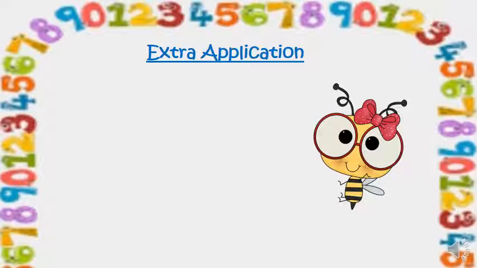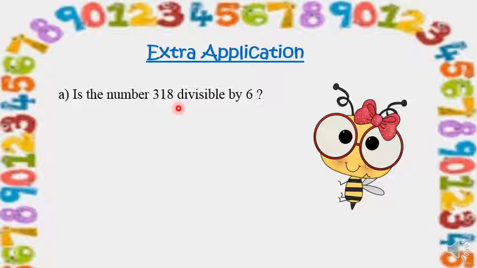Let's make an application. Is the number 318 divisible by 6? So I have to make sure if it is divisible by 2 and by 3 at the same time. Look, is 318 an even number? Yes, it ends with 8, which is an even number, so it's divisible by 2.